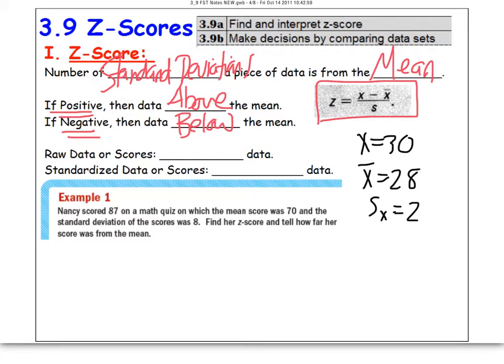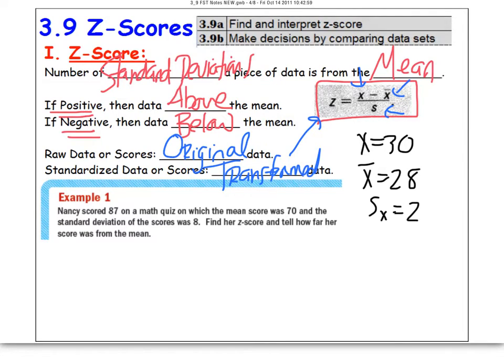Now for vocab, raw data or scores just means the original data. If they ask you for standardized data or scores, all they mean is this transformed data, and the transformed data is finding a z-score. So if someone says transform the data, they just mean, again, take your piece of data minus the mean over the standard deviation. So let's talk about what it means.